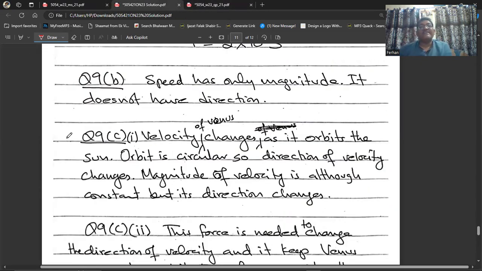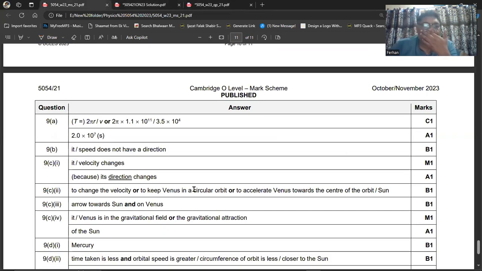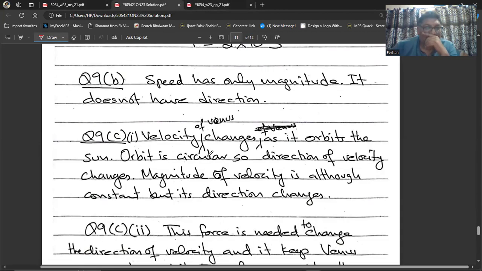Velocity of the Venus changes as it orbits the sun. Orbit is circular, so the direction of the velocity changes. Magnitude of the velocity, although, is constant. The marking scheme says the speed is constant, but its direction changes. I hope you can see this marking scheme. This is my answer.